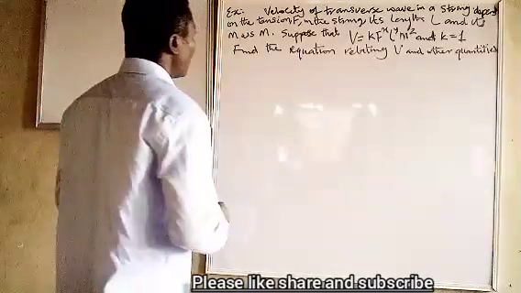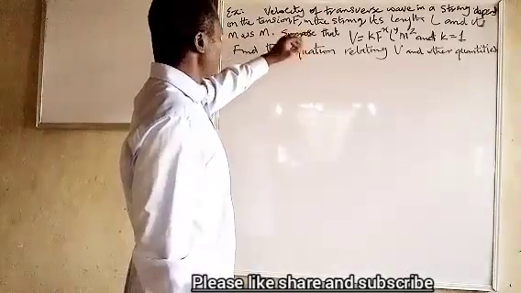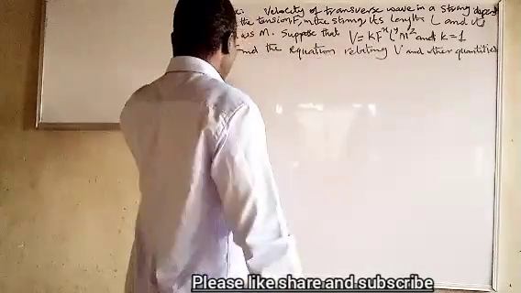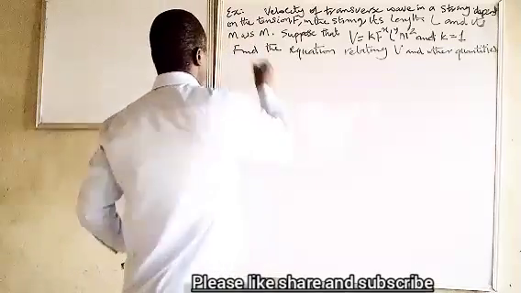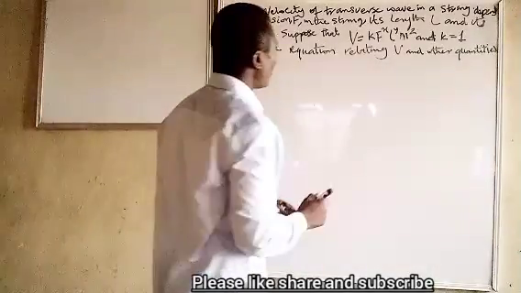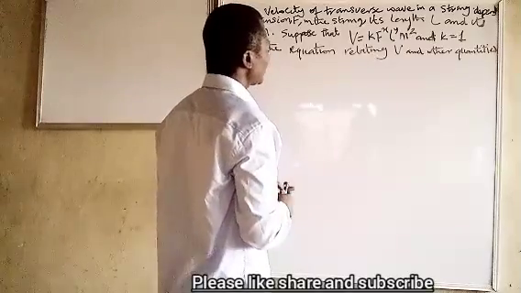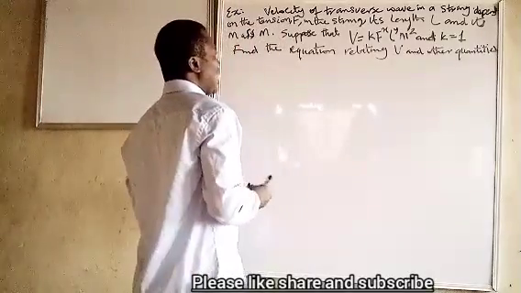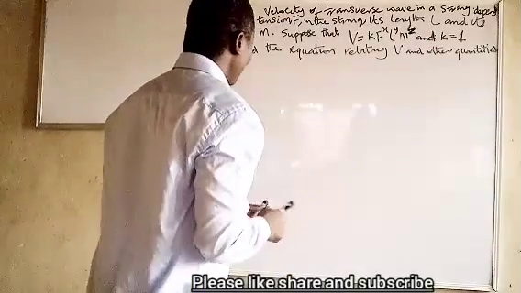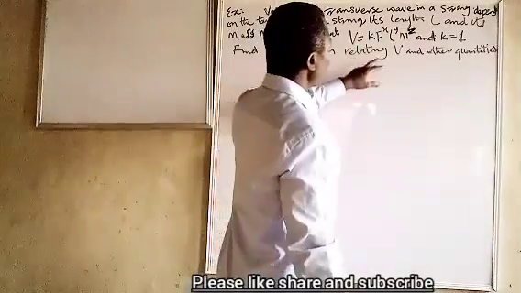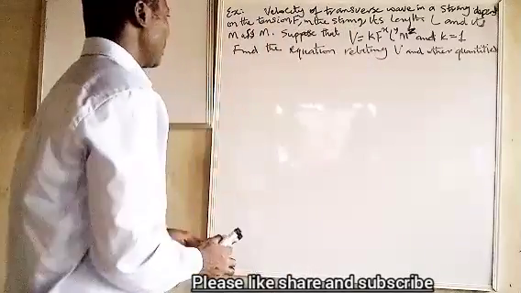Example: the velocity of a transverse wave in a string depends on the tension F in the string, its length L, and its mass M. Suppose that V, that is the velocity, equals K F raised to power X, L raised to power Y, M raised to power Z, and K equals 1. Find the equation relating V and the other quantities.